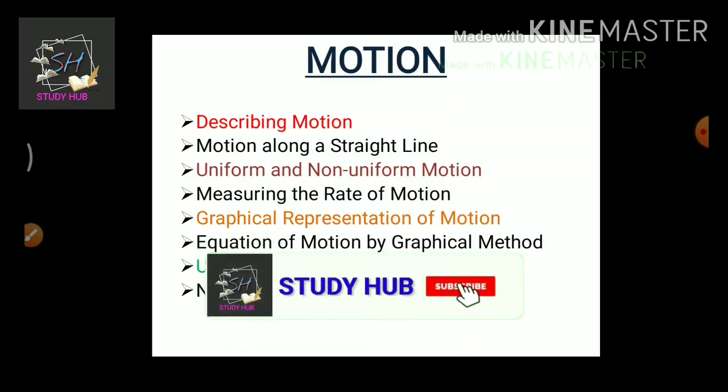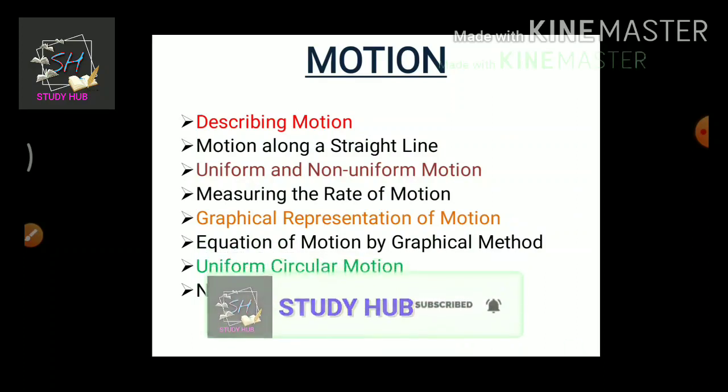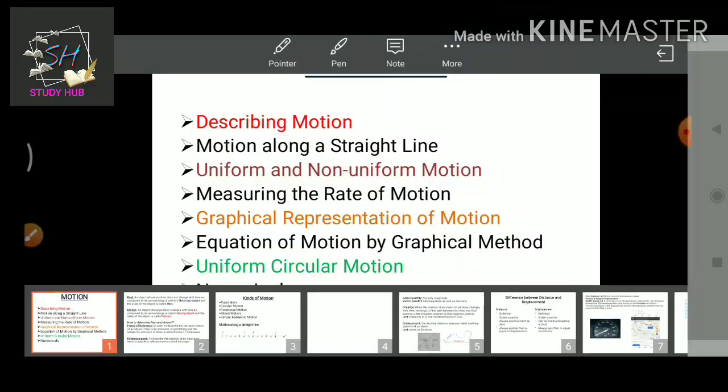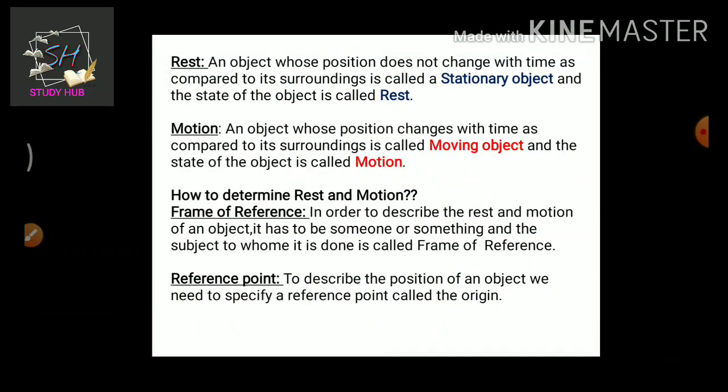So let's start the topic. At first, now you have a question on your mind: what is motion? Simply, motion means moving or movement. So before knowing motion, first we know what is the opposite of motion, that means what is not in motion.